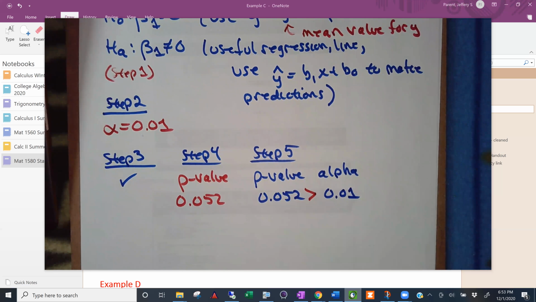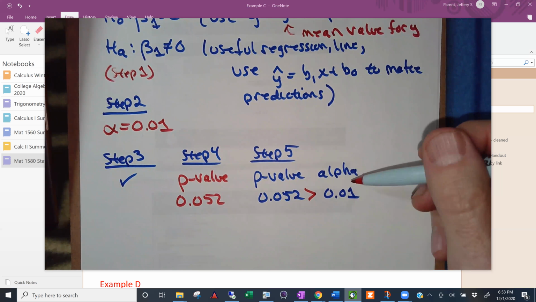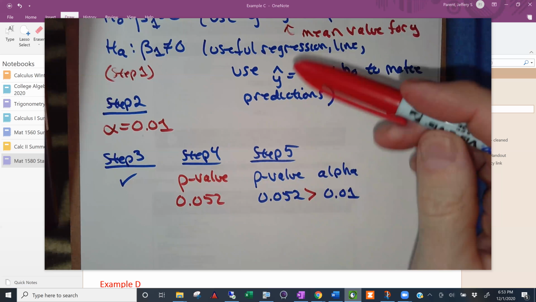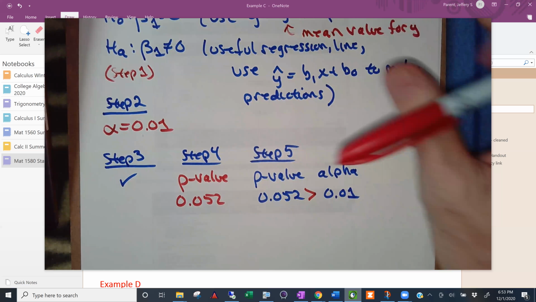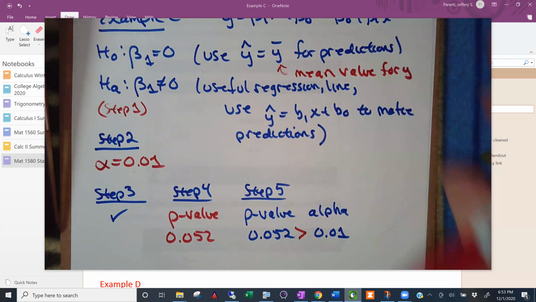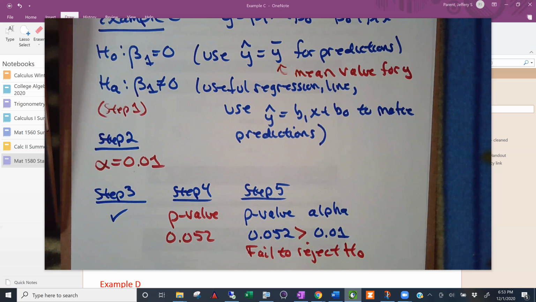So the p-value is greater than alpha. What does that say about our regression, or about H0, the null hypothesis? Fail to reject. Failed to reject. Thank you. Failed to reject H0. Yay.